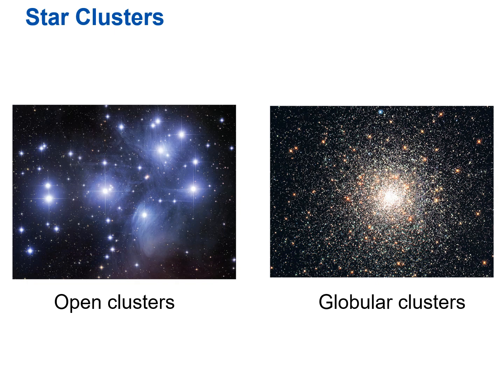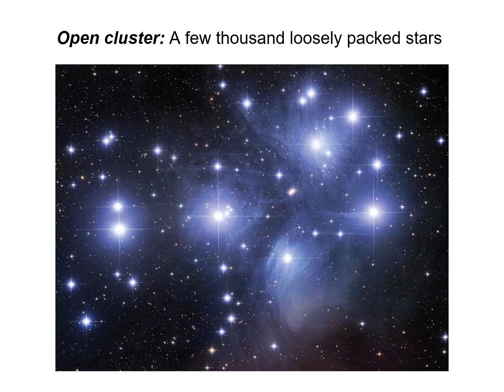Let's now look at clusters of stars. There are two main kinds of clusters, open clusters and globular clusters, and you can see examples of them. Just looking at this picture, I want to point out that open clusters tend to be less packed together than globular clusters. An open cluster is usually a few thousand loosely packed stars. So they are all gravitationally bound to each other. None of these stars in the clusters are actually touching, but they're loosely bound, kind of in orbit around their common center of mass.